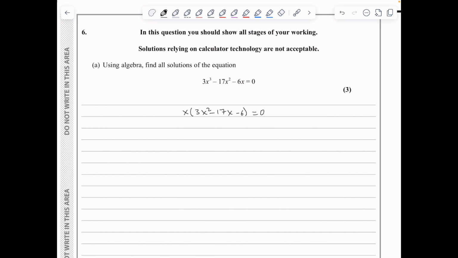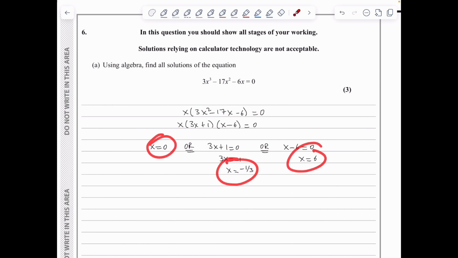And I will proceed in further factorizing the quadratic here, taking me to x brackets 3x plus 1 times x minus 6 being equal to 0, which means that either x is 0, or we've got that 3x plus 1 is 0, or that x minus 6 is equal to 0. So we've got 3x is negative 1, so x is minus 1 over 3, or x is 6, or x is 0. So we've got a total of 3 distinct solutions.